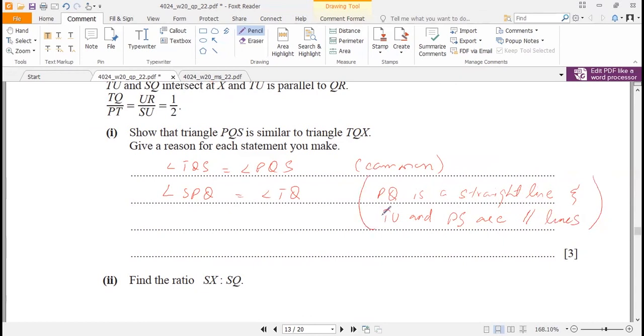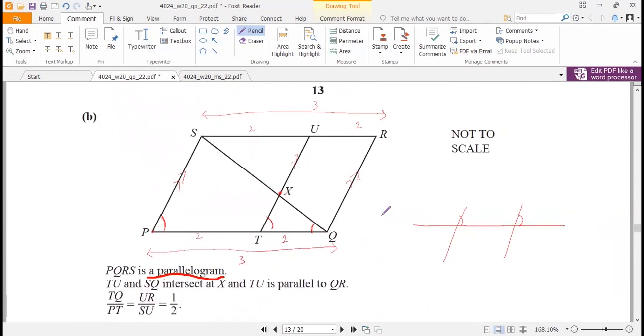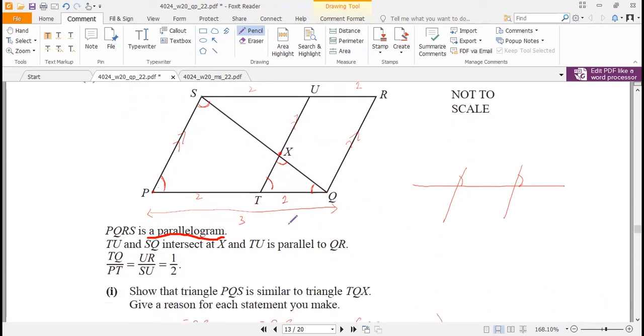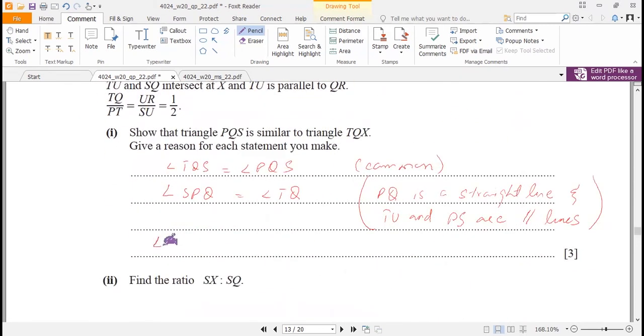Okay. Now come to the diagram again. PSQ. Now this is the third angle, the remaining angle. Obviously, if two angles of a triangle are the same, the third one will also be the same. So PSQ is equal to angle PXQ, as it is the third angle of the triangle.